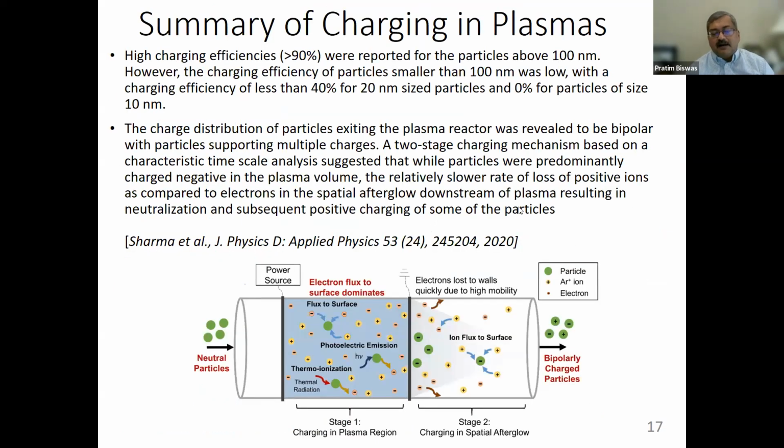So the first paper, I'll just summarize what happens. We did observe high charging efficiencies for particles greater than 100 nanometers, but for particles smaller than 100 nanometers, the charging efficiency dropped significantly. At 20 nanometers it was less than 40%. And of course, for tiny particles as small as 10 nanometers, the charging efficiency was close to zero.